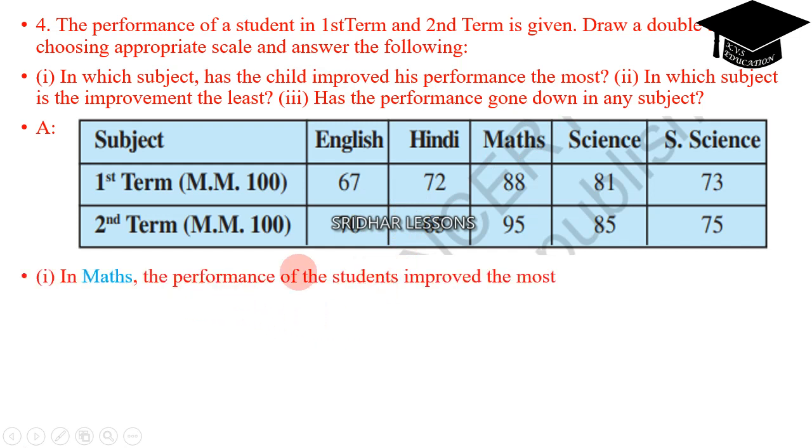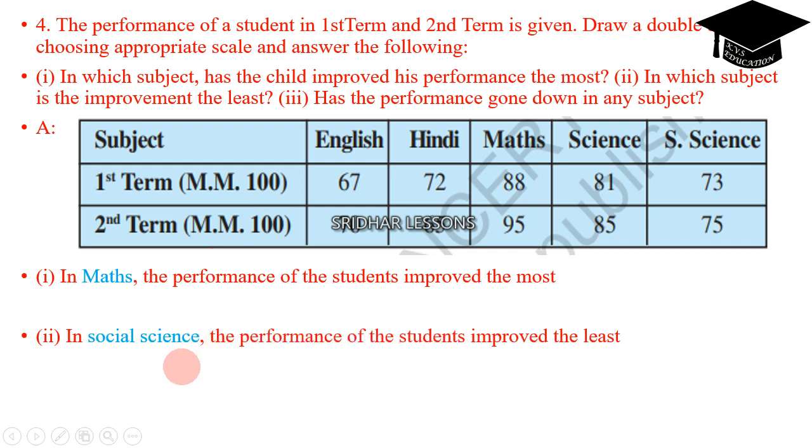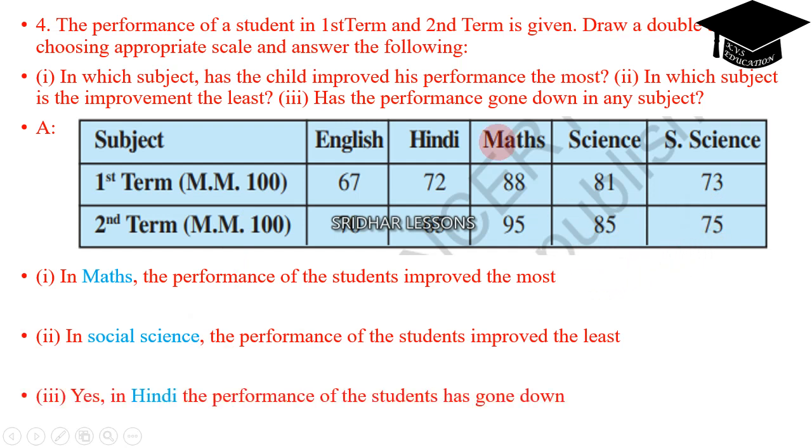In mathematics, he has improved. Okay. In which subject is the improvement the least? Tell me. In social science, previously in the first term he got 73 and now in the second term he got 75 marks. Okay, has the performance gone down in any subject? Gone down. In Hindi, it was 72, now it has become 65.